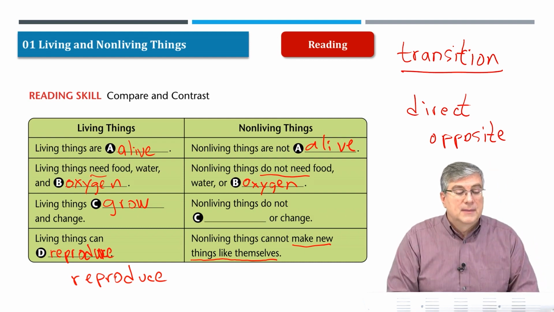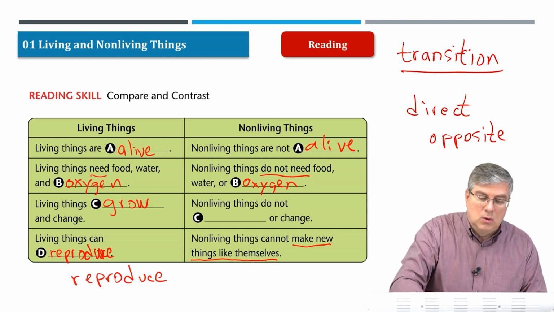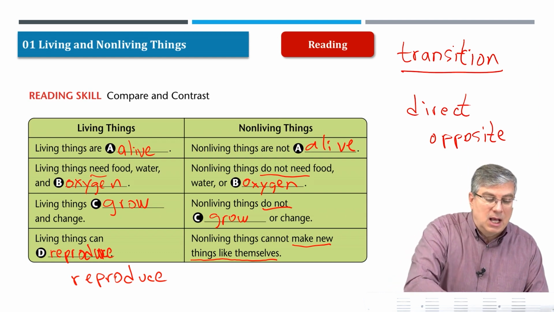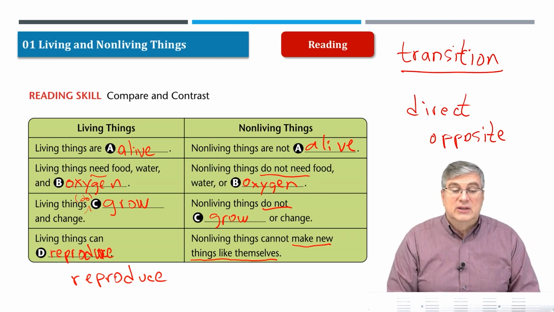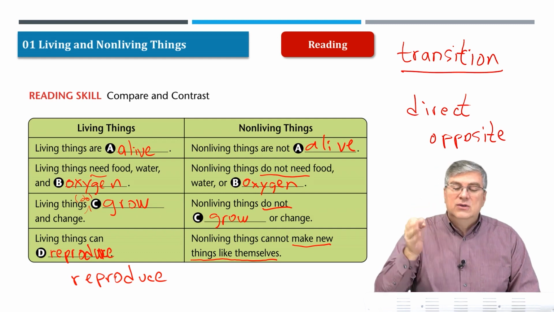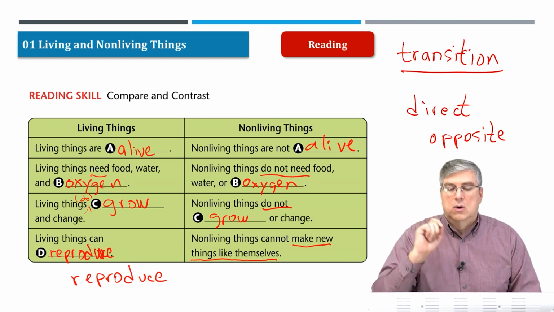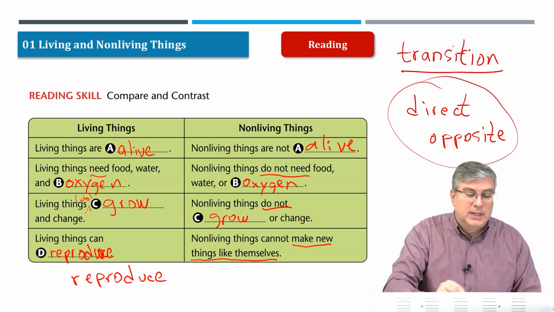Okay? Direct opposite. So, living things grow and change. Non-living things do not grow or change. Do not is the opposite of, we don't need do here, but actually, do is kind of what we say implied. We don't need it. We don't say it. We don't say living things do grow and change. But if you say it negatively, then you say do not, right? Non-living things do not grow or change. That's the direct opposite of what they do.